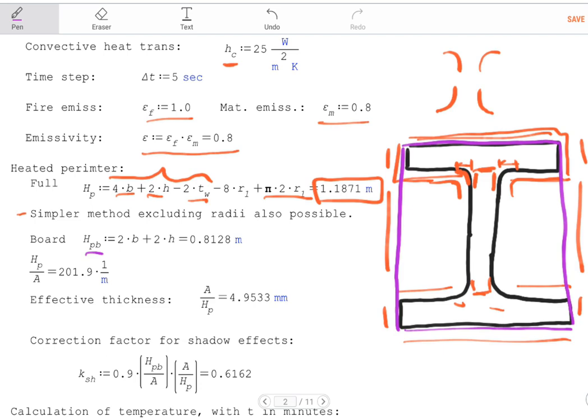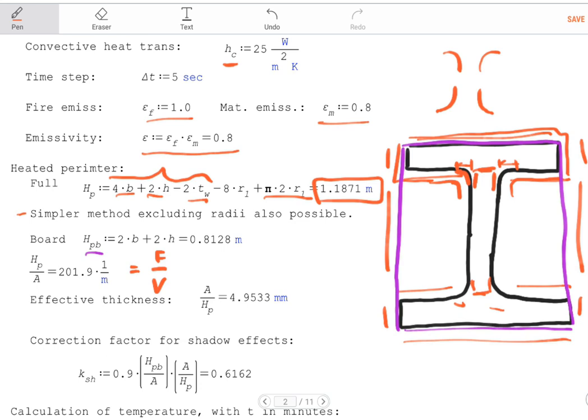And so once we've got those, we can get our heated perimeter over area, HP over A. And this typically equals our section factor, otherwise referred to as F over V. There are other ways that people refer to it in the different codes. HP over A is for a cross section, whereas F over V is for a length of steel. But these will be the same for a constant cross section. They will not be the same if you have, for instance, a cellular beam or a tapered beam or something that varies with cross section. Then HP over A and F over V won't be the same.